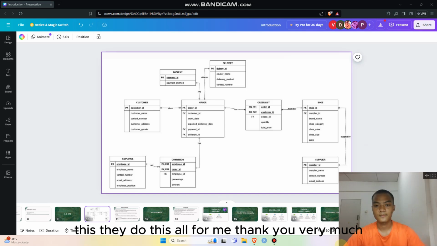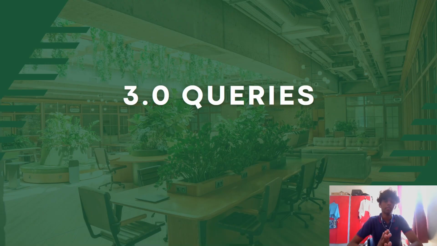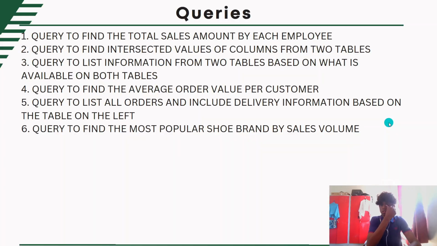Thank you very much. Hello, I am Vishal and I will be presenting the shoe store database queries. So firstly, we have the query to find the total sales amount by each employee. We have the query to find intersected values of columns from two tables. We have the query to list information from two tables based on what is available on both tables.